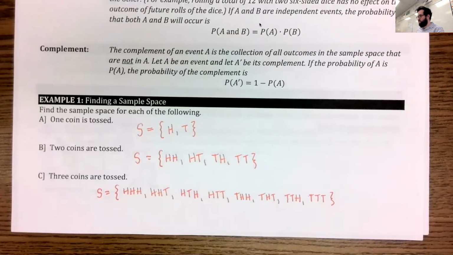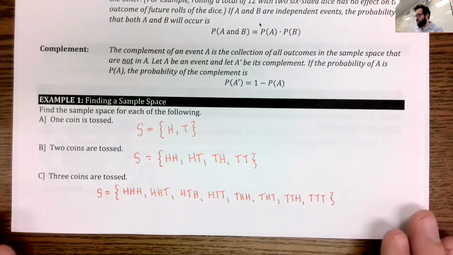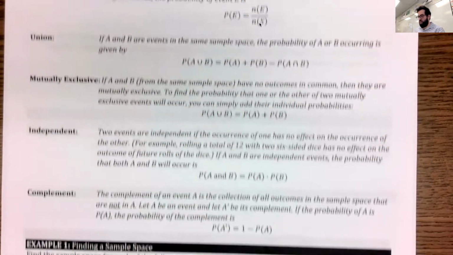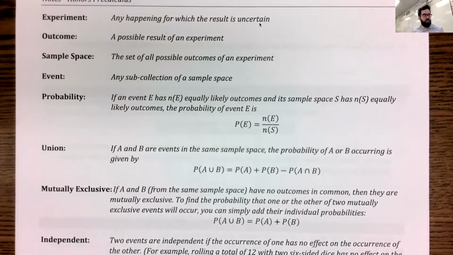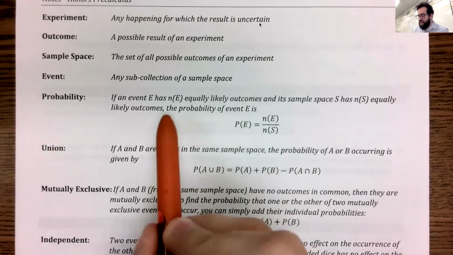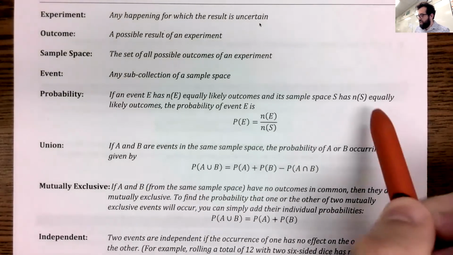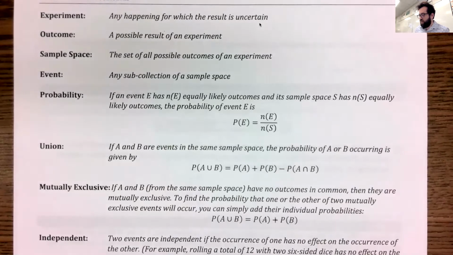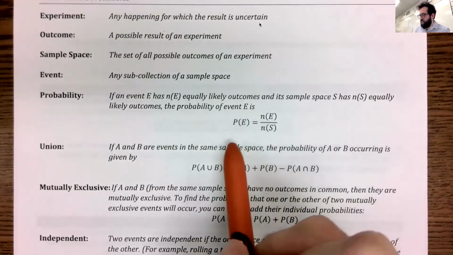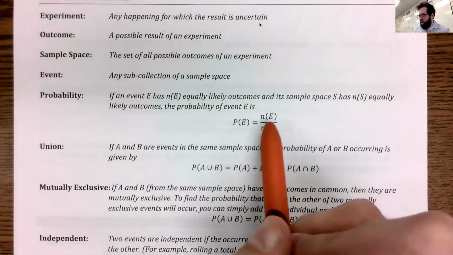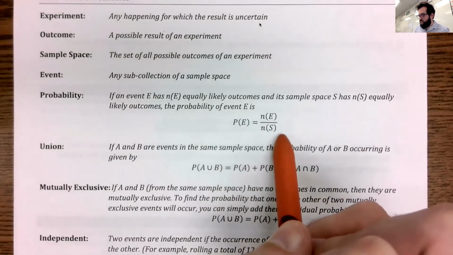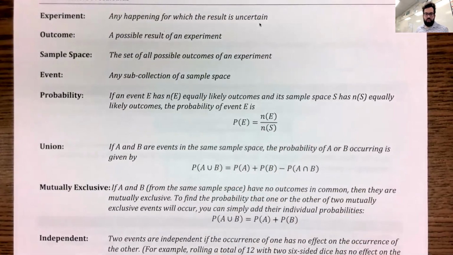So example 2 introduces us now to a probability within a sample space. If we go back up to the top for a second, probability is: if an event E has some n of E equally likely outcomes, and its sample space S has n of S equally likely outcomes, the probability of the event E is n of E over n of S. So we're going to be making fractions here, right? It's division. Hopefully that makes sense.